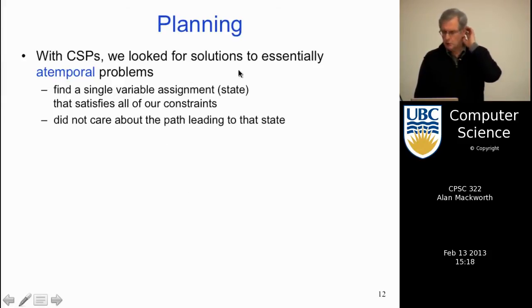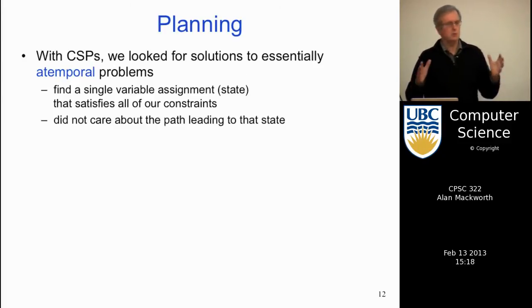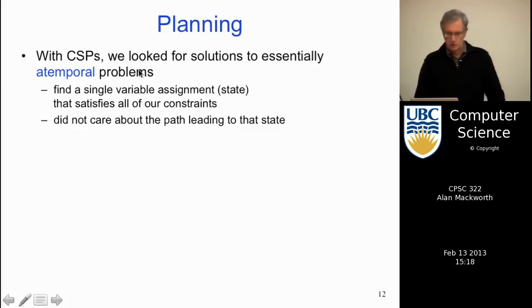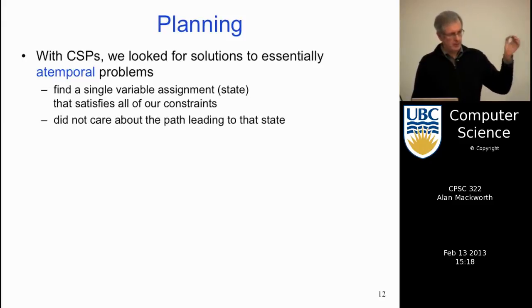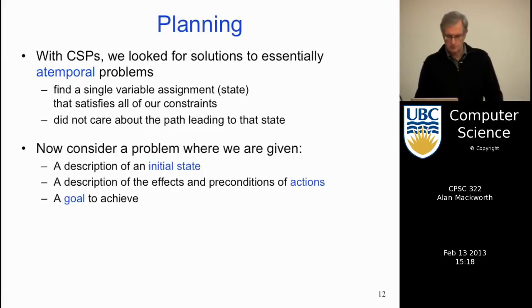I really just said this before. With CSPs, we're looking for solutions that are atemporal, that is, not temporal, static problems. We just want to find a single state or variable assignment that satisfies all the constraints. We don't care about how we get there, how we search to find that, in distinction with the A* search routines where we actually care about the path. You don't care about the path in solving a CSP using search.